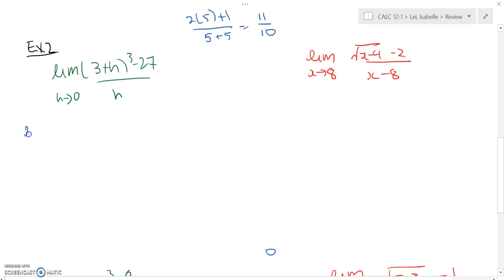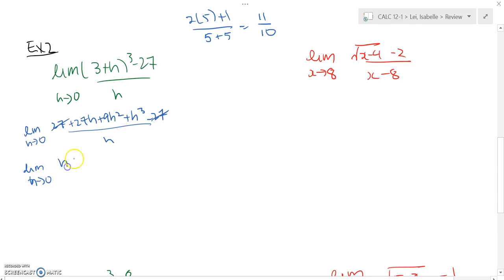So it expands into 27 plus 27h plus 9h squared plus h cubed, and then we add this negative 27. These two will cross out, and that'll all be over h. Now we have a common factor of h in these three terms, so we can factor out the h. So h times 27 plus 9h plus h squared over h, those can cross out, and now we can just take the limit of these three terms.